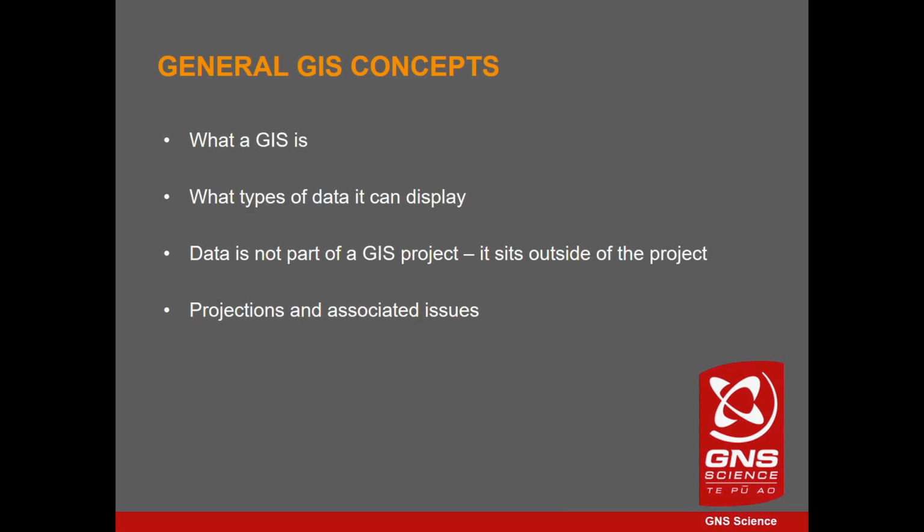So what we've covered in this session is what a GIS is, the types of data that it can display, and hopefully you've learned that the data is not part of the GIS project, but it sits outside of the project and is just referenced by the project. And we've looked at projections and some of the associated issues. In future sessions we'll look at how to download QGIS and install it, and we'll run through putting data into a QGIS project and symbolizing it.